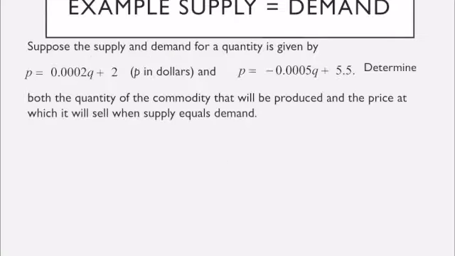So let's suppose the supply and demand for a quantity is given by these two equations. And I want to determine both the quantity and the commodity that will be produced and the price at which it will sell when supply equals demand. So I would set both of these equations equal to each other and solve. So we must have 5,000 units at $3 a piece.